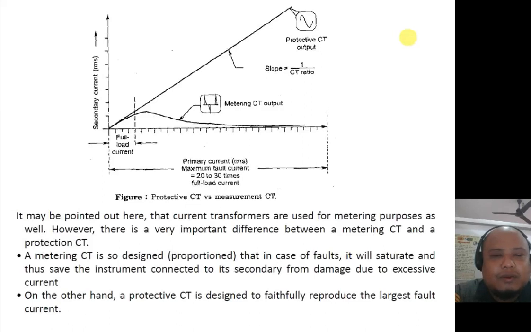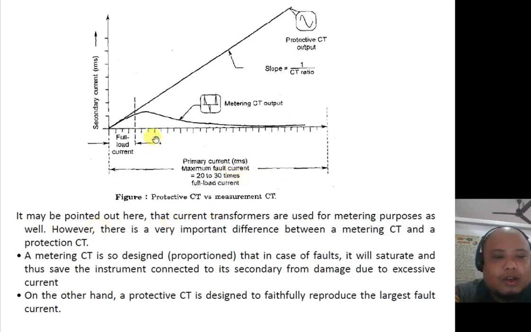Now it's very important to know the difference between a measuring CT and a protective CT. Measuring CT or metering CT are those CTs which are used for measuring devices like ammeters, voltmeters. I told you CT and PT are used for protecting devices as well as measuring devices. So the metering CTs or measuring CTs are those which are used for measuring devices, and protective CTs are those which are used for protective devices like relays.